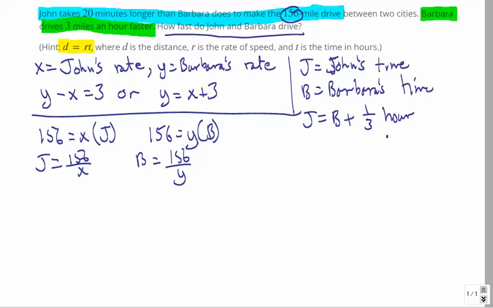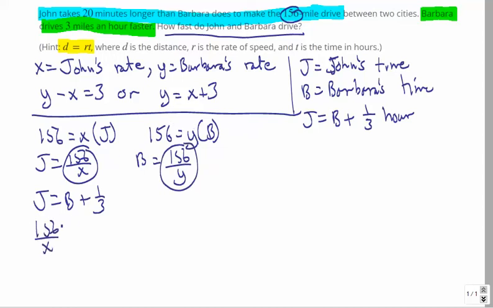Now I'm going to use the fact that j equals b plus 1/3. So since j equals b plus 1/3 of an hour, John's time equals Barbara's time plus 20 minutes, we're going to substitute our x and y in for that. So I have that 156 over x equals 156 over y plus 1/3. Okay. We've got denominators here.